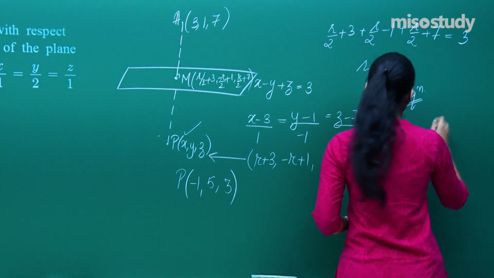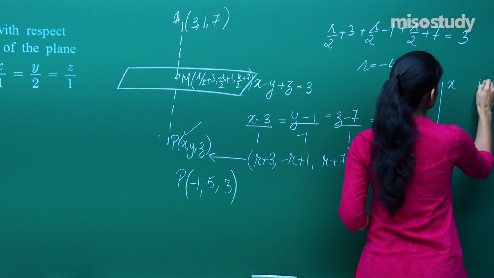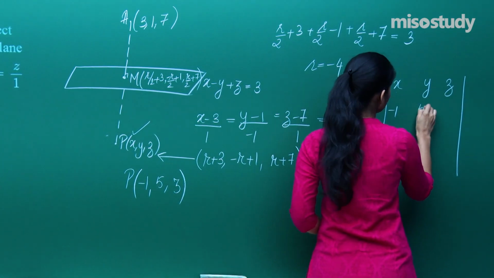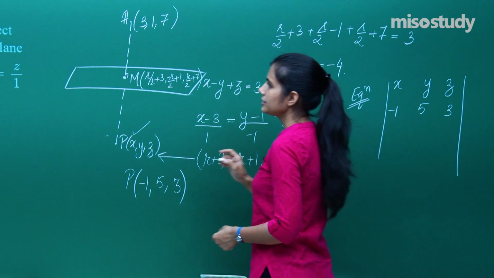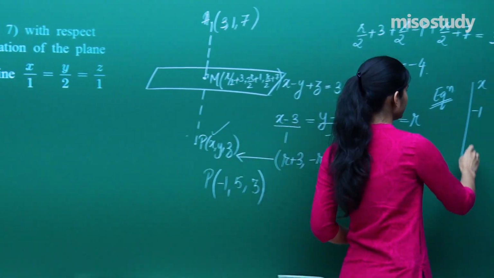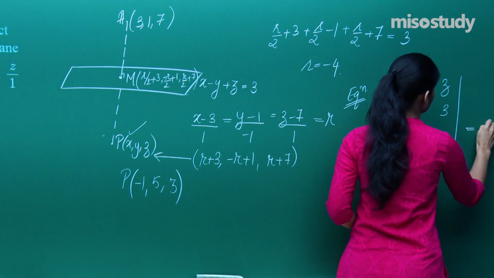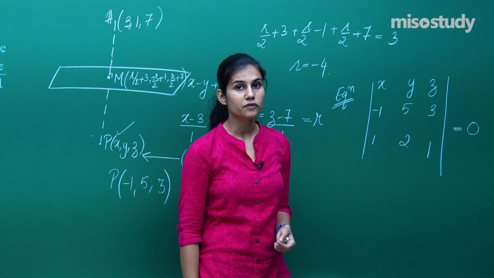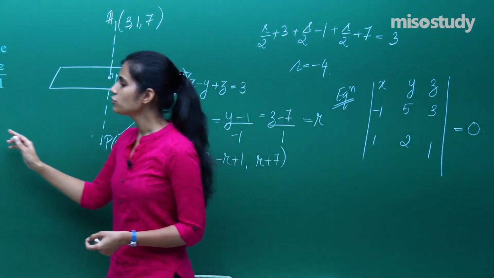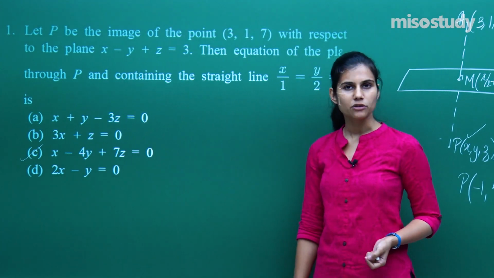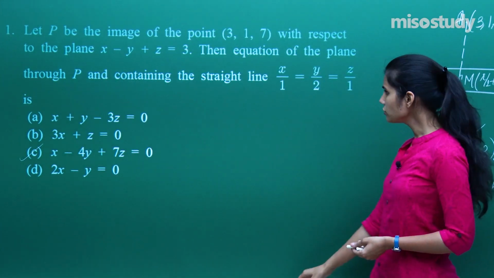The equation of that plane will be the determinant with x, y, z, then the coordinates of P, minus 1, 5, 3, and the direction ratios of this line, which are proportional to 1, 2 and 1. This is what will give you the equation of the required plane, which comes out to be x minus 4y plus 7z equals 0. That's how you deal with this question. Let's move on to the next one.